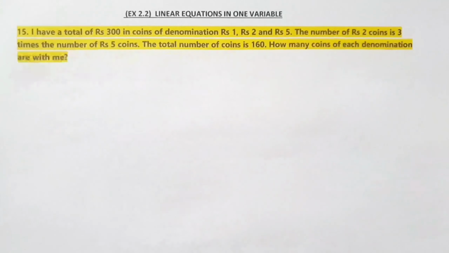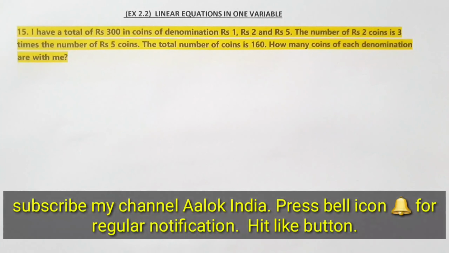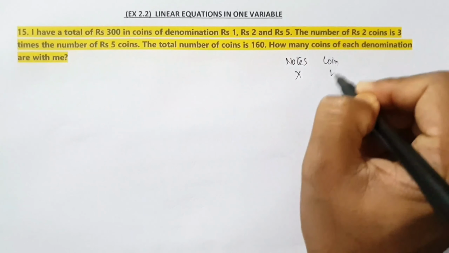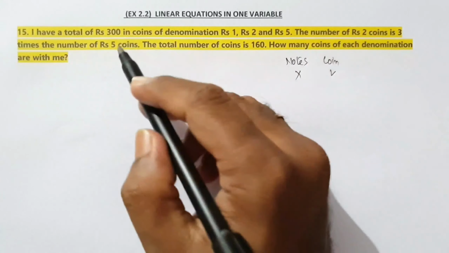I have a total of rupees 300 in coins, in denominations of rupees 1, rupees 2 and rupees 5. The number of rupees 2 coins is 3 times the number of rupees 5 coins. The total number of coins is 160. How many coins of each denomination are with me? So if we read the question, I have a total of rupees 300 in coins. It means that I am having a total of rupees 300 and that is not in notes. The rupees are in coins.